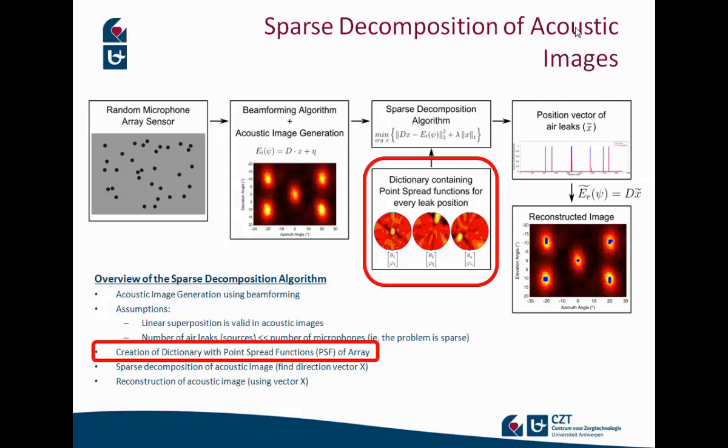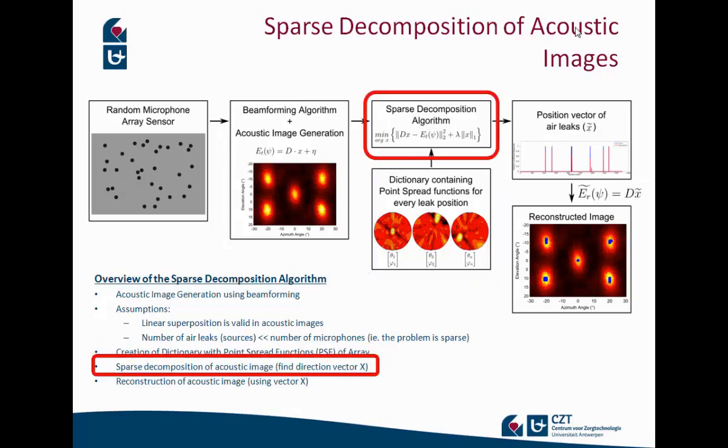And then what we do is we try to write the measured acoustic image. So the acoustic image in the first square is a measured one, and we try to recreate that image using a weighted sum of the point spread functions. And we try to find that weighted sum of the point spread functions in a least square sense. That's where you see the D times x. D is the dictionary containing all these point spread functions. x is the vector that we want to estimate with the positions of the air leaks and the strength of the air leaks. And we try to find it in a least square sense, but we regularize the problem using an L1 regularization where we enforce sparsity onto the vector x.